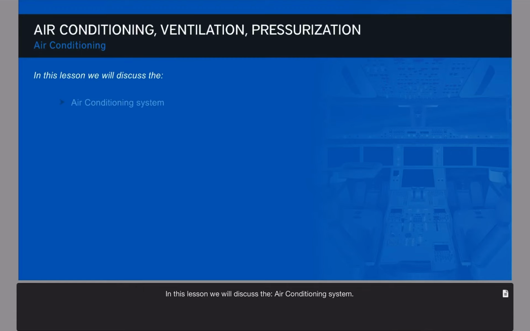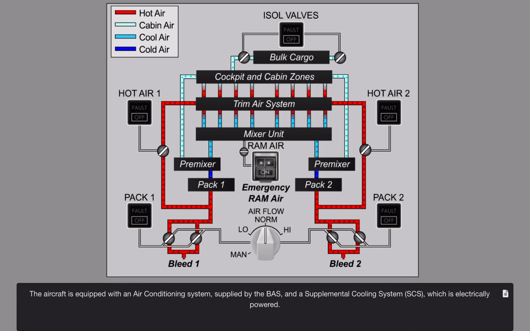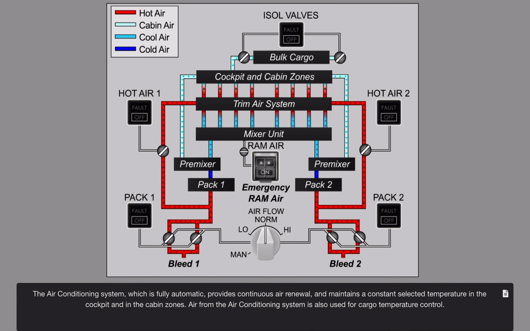In this lesson, we will discuss the air conditioning system. The aircraft is equipped with an air conditioning system supplied by the bleed air system and a supplemental cooling system, SCS, which is electrically powered. The air conditioning system, which is fully automatic, provides continuous air renewal and maintains a constant selected temperature in the cockpit and in the cabin zones. Air from the air conditioning system is also used for cargo temperature control.